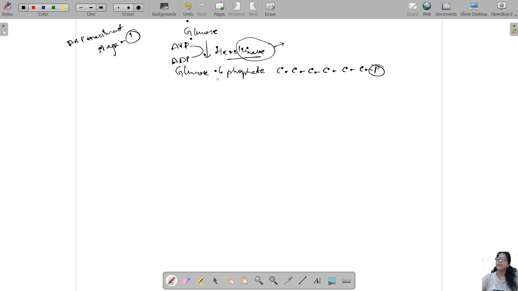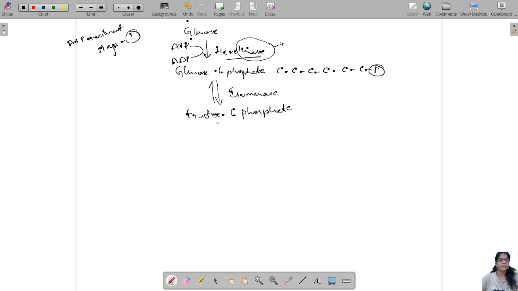Now what is the next step? Glucose 6 phosphate is immediately converted, and it is a reversible reaction, and it is converted to its isomer, which is fructose 6 phosphate. This reaction is catalyzed by an enzyme called isomerase. You all know glucose and fructose are isomers. So the glucose 6 phosphate is isomerized into fructose 6 phosphate.